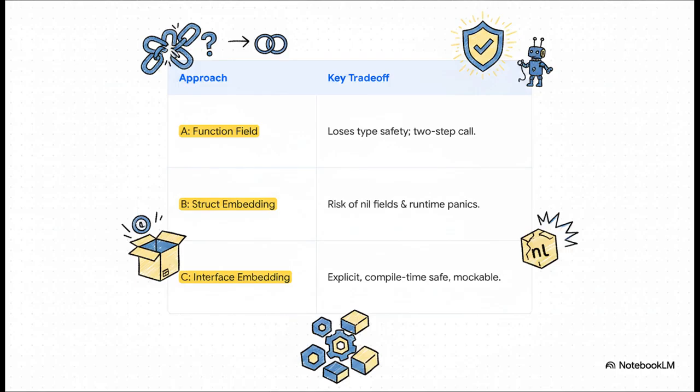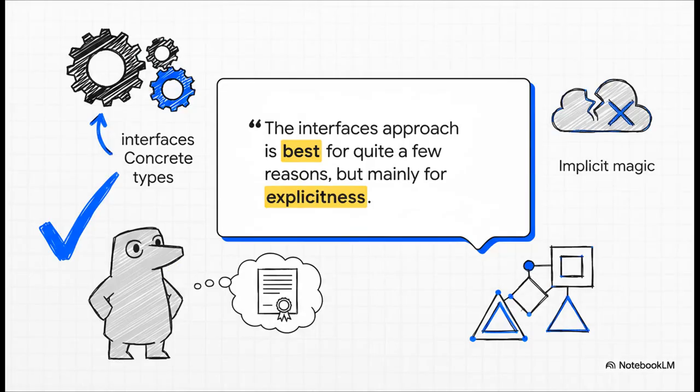And then there's approach C, interface embedding. This is the one. This is our winner. It's explicit, the compiler has your back with compile time safety, and it's super easy to mock for testing. And this quote really just nails the whole Go philosophy.